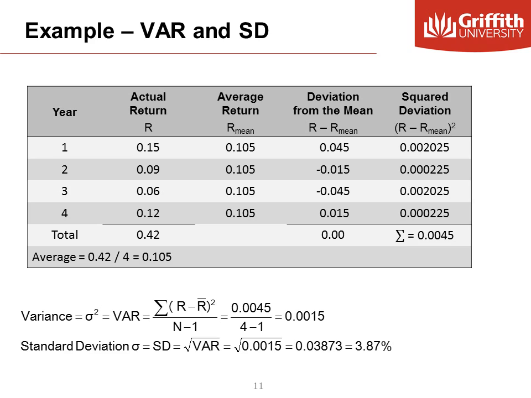The second step, once we know the average or the mean, we calculate the deviation from the mean, R minus R mean. Note that when added up, these deviations from the mean must equal 0. If that's not the case, you've made a mistake somewhere.